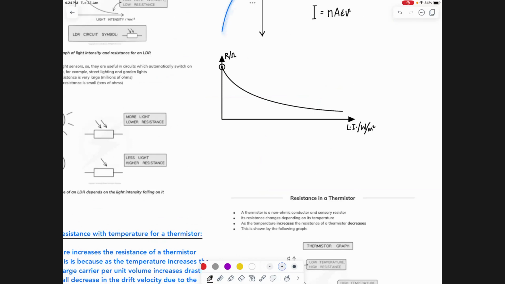All right, this is the graph for an LDR. So this is the R versus light intensity for an LDR. Question, how can you vary the light intensity on a resistor? Tell me multiple ways through which you can vary the light intensity falling on a resistor. Well, that's very advanced, but yes, you can do that.